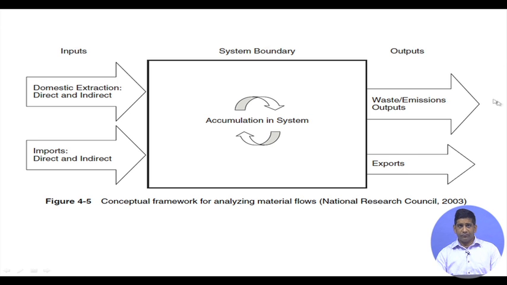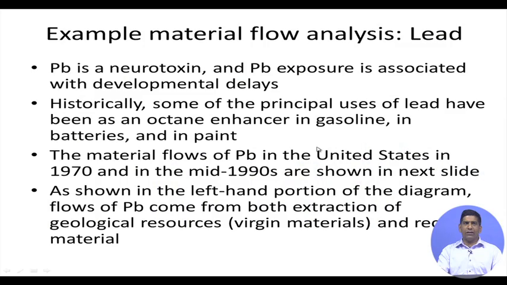So when we look at any material flow, if we want to see how much iron is there in the Indian context, we can look at all the inputs coming in, we can look at all the outputs going out, and then whatever is left is the accumulation in the system. So we'll see some examples. Let's look at the example of lead.